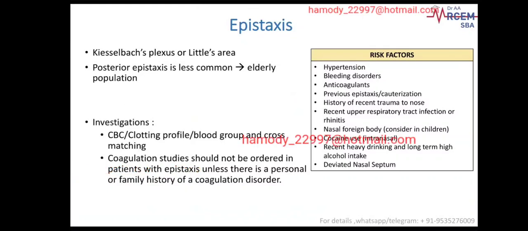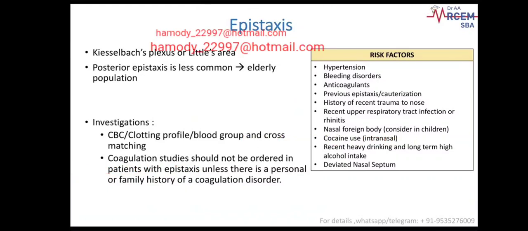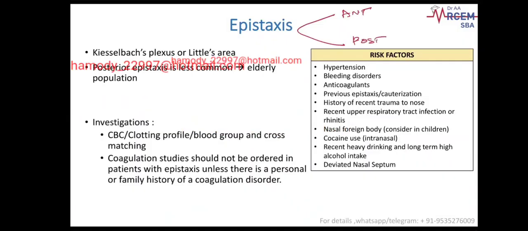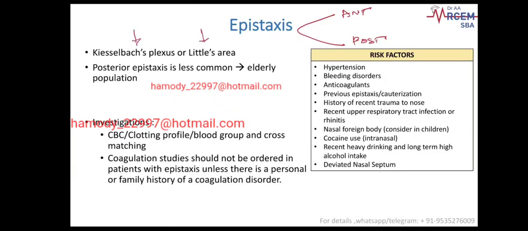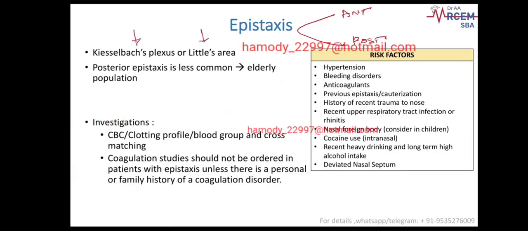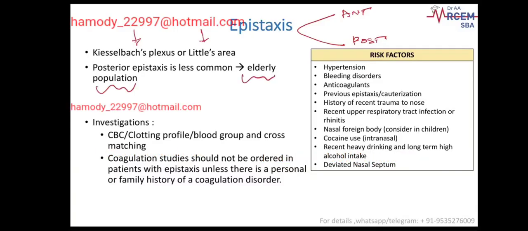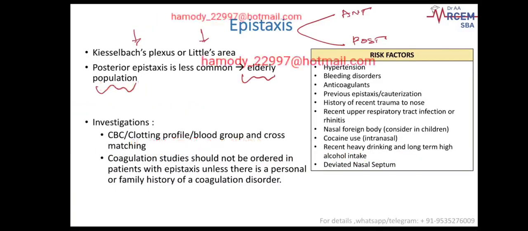Epistaxis. Bleeding from the nose is known as epistaxis. Epistaxis is broadly classified into anterior epistaxis and posterior epistaxis. Anterior epistaxis, 99% of the time, is from Little's area, also known as Kiesselbach's plexus, where four arteries come and join together. That is the commonest spot here. Posterior epistaxis is commonly seen in elderly persons and is difficult to manage.